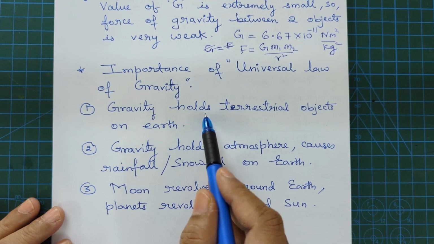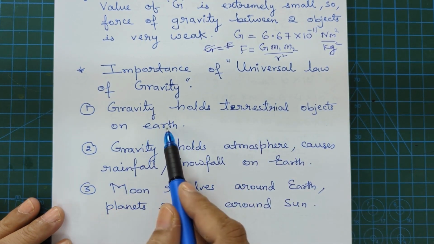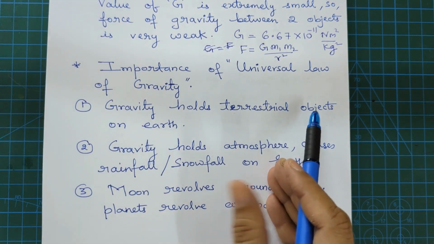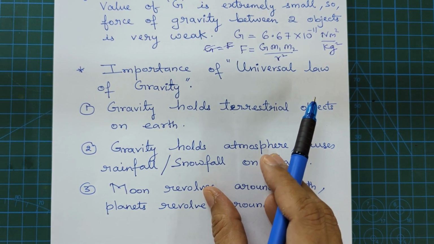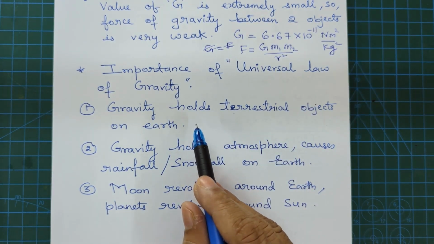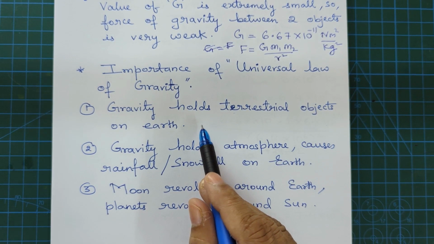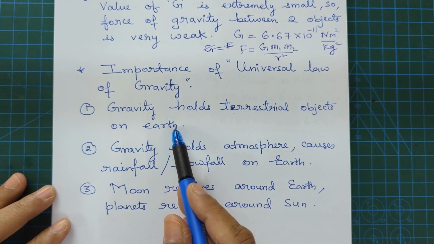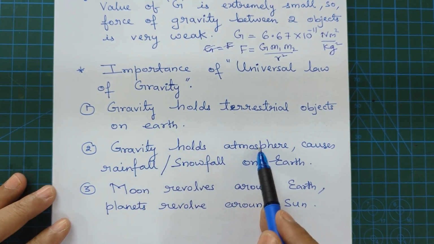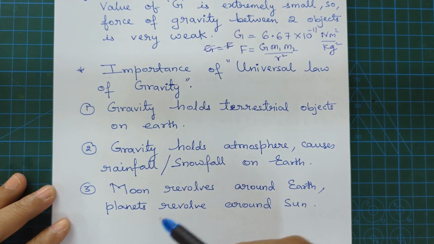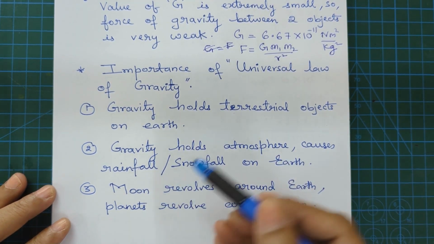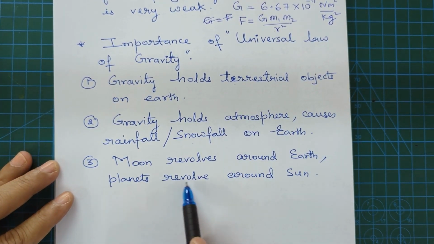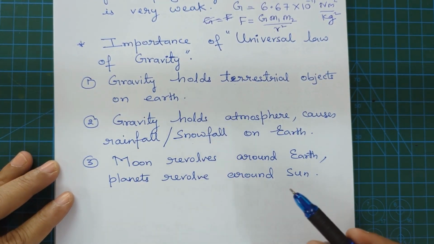Gravity holds the terrestrial objects on earth. Terrestrial objects means every object on earth is held, including the atmosphere, meaning air, which is intact with earth due to gravity. Gravity can hold every object, and air also has some mass, so gravity holds the terrestrial objects on earth. Gravity holds the atmosphere, causes rainfall. Rain falls, rain doesn't fly, so rain falls due to gravity. Snowfall on earth. The moon revolves around earth, planets revolve around the sun, satellites revolve around the planet, all of them due to gravity.